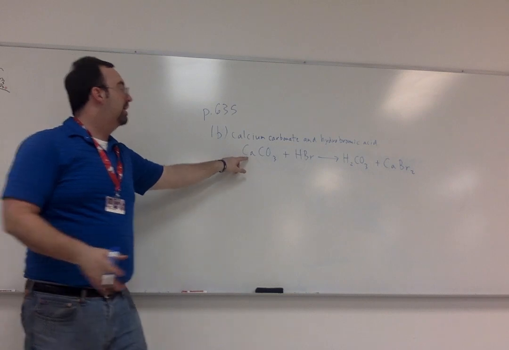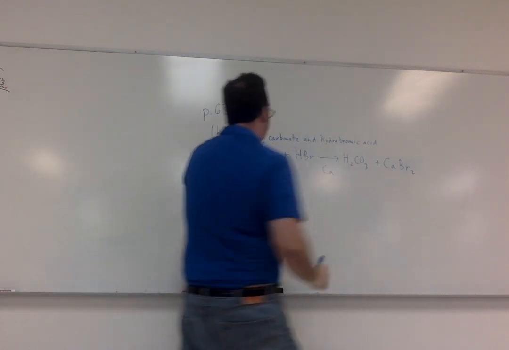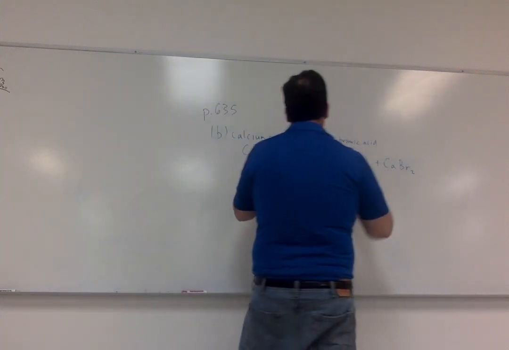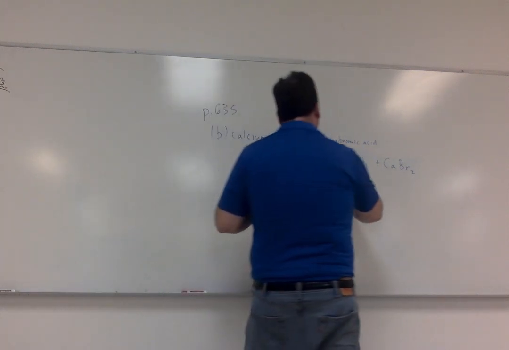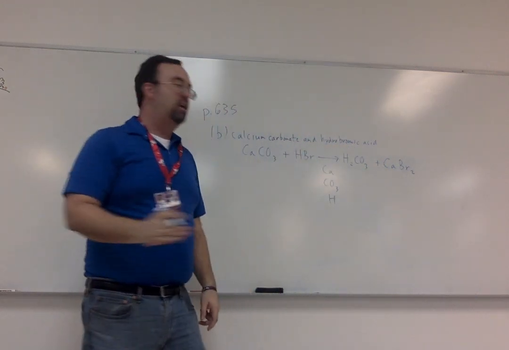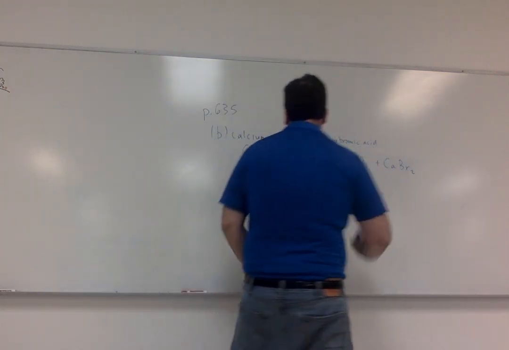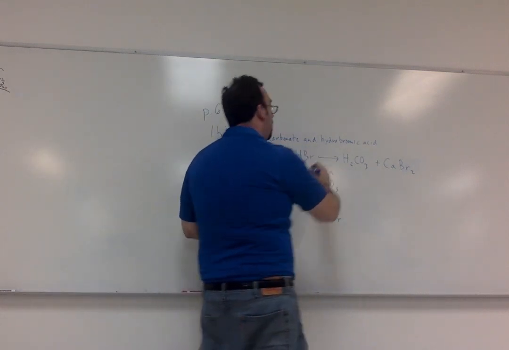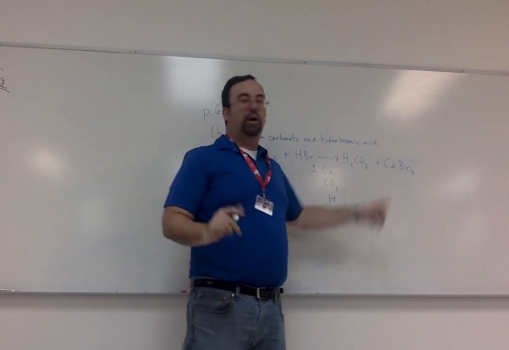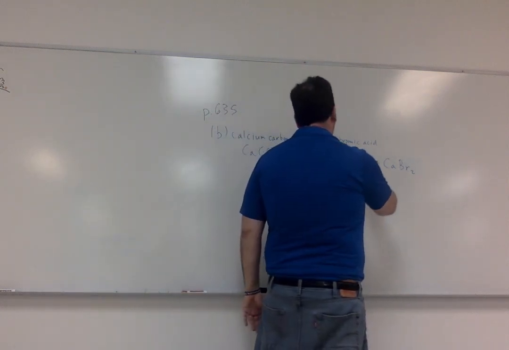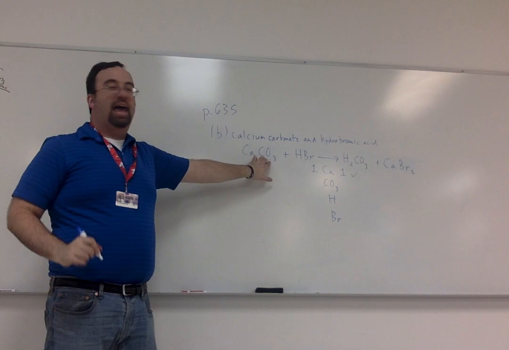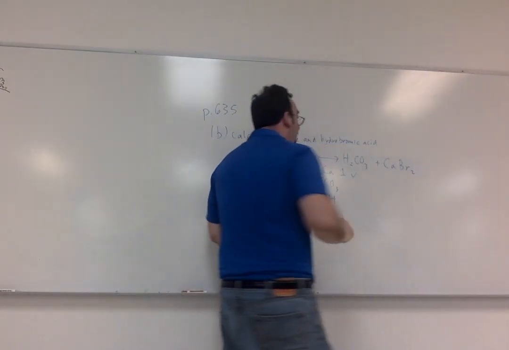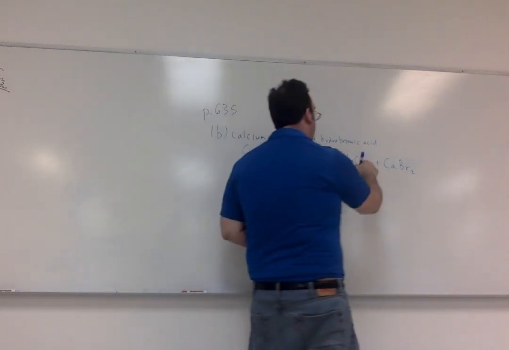So notice we have calcium. I'm going to keep the carbonate together just to make it easy on myself. So this is CO3. I have hydrogen, H. And I have bromine, Br. Right. On the reactant side, I have just one calcium. On the product side, I also have one calcium. So these balance out. Carbonate, I have one on the reactant side. And on the product side, I also have just one.